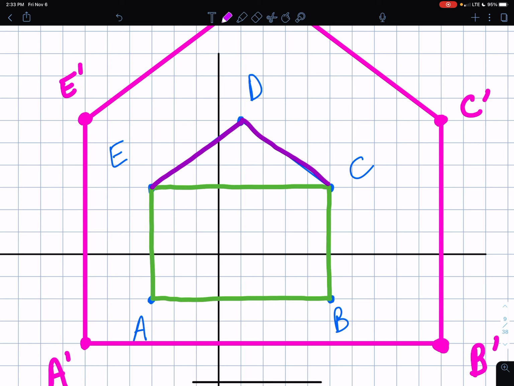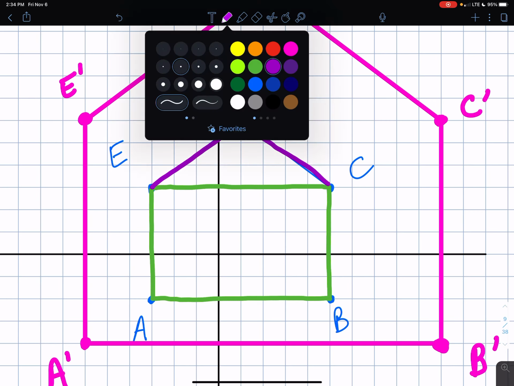And so what we're going to want to do here is find the area of this rectangle on the bottom, find the area of the triangle up top, and then we just add the two together, and we've got the total area of our pentagon. And so let's work on the rectangle.